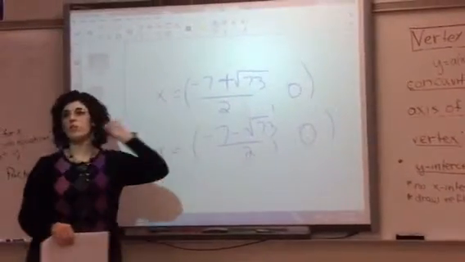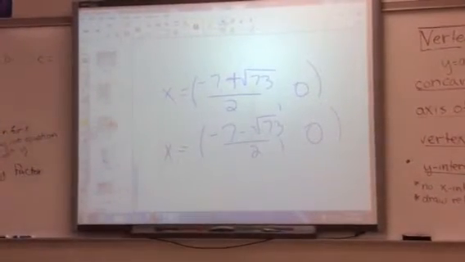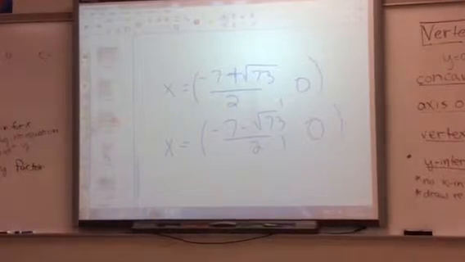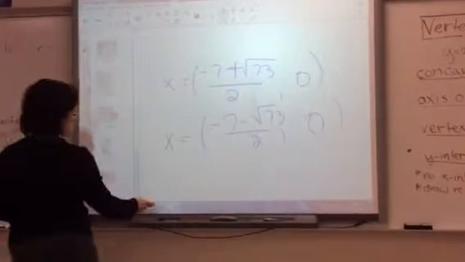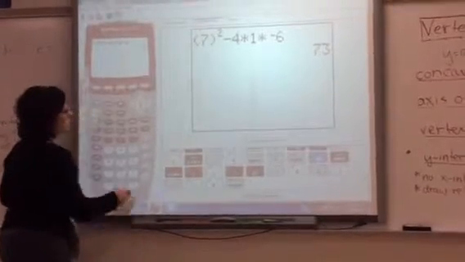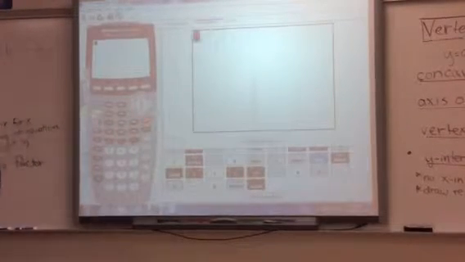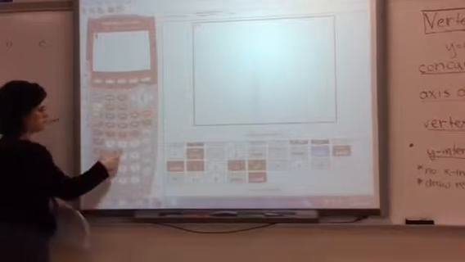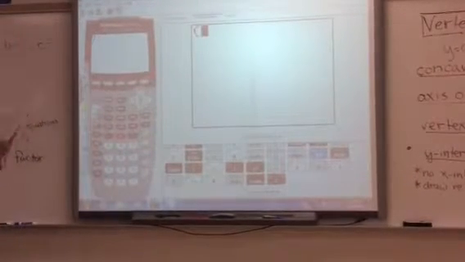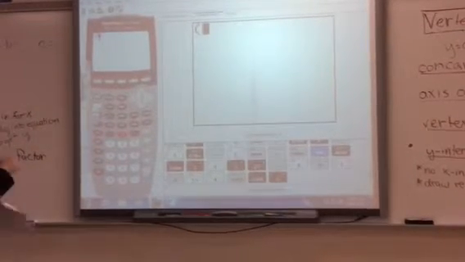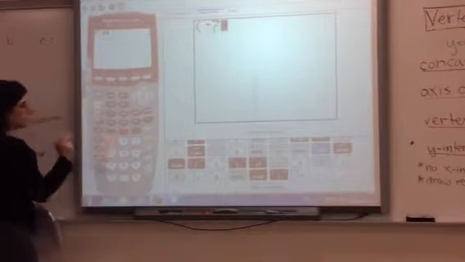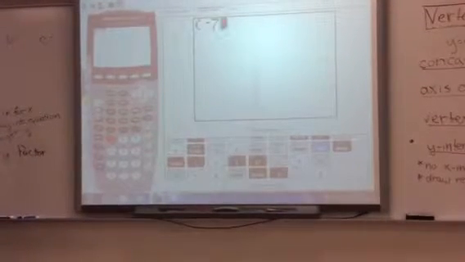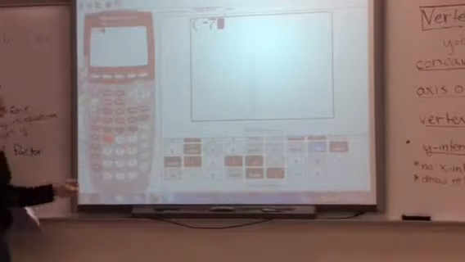If you type it in like this, you're not going to get the right decimal. Okay, so do it like this. Put parentheses. You need a set of parentheses around what's in the numerator. Parentheses, -7. We'll do the positive one first.